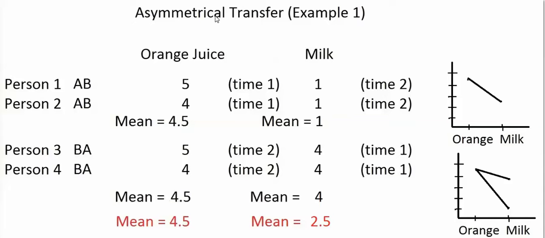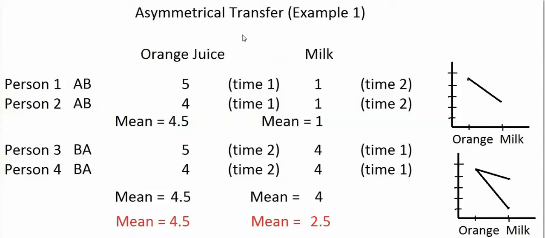I wanted to talk about how asymmetrical transfer is a type of interaction. And within subjects design, asymmetrical transfer can be seen as an interaction between the independent variable and the order of conditions. This is an experiment in which each participant tasted orange juice and rated it from 1 to 5, and tasted milk and rated it from 1 to 5.